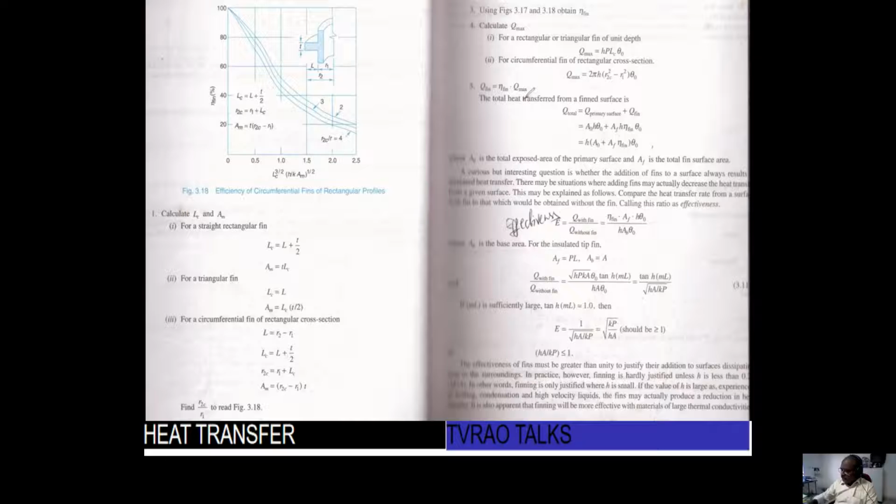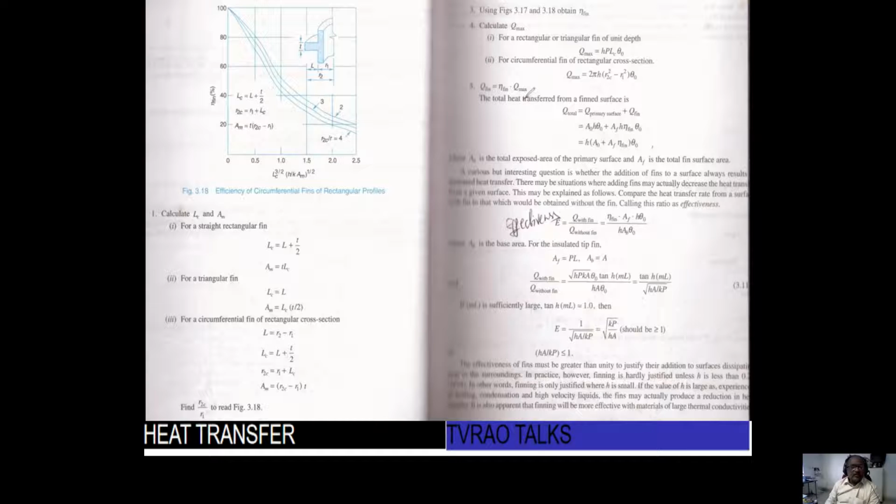So while calculating some problems regarding heat transfer, if L is the length of the fin, if it is a straight fin, the corrected value equals L plus t by 2. The corrected value we use for calculations.